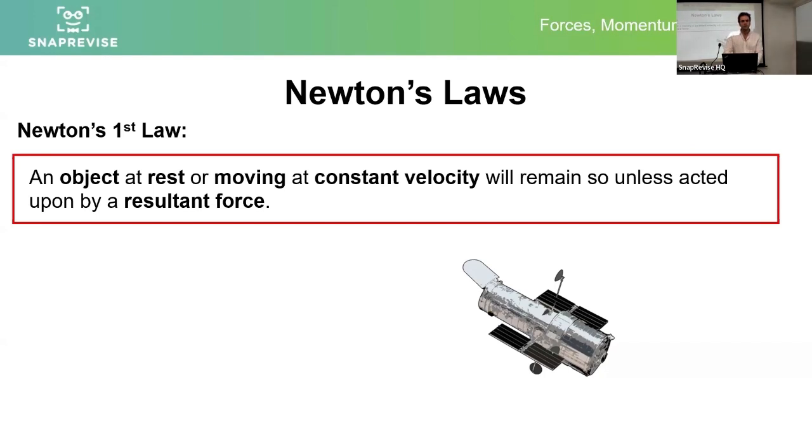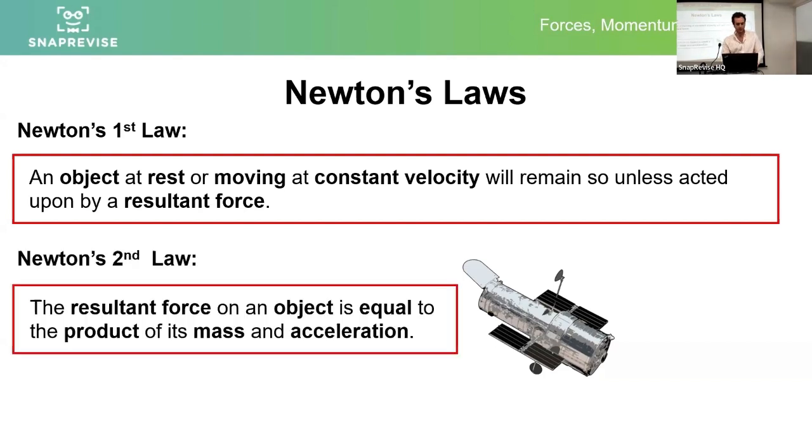Now, floating back down to linear forces, it's worth recapping Newton's laws. He's got 3 regarding motion, but obviously Isaac Newton was busy doing all kinds of physics. The first one: an object at rest or moving at constant velocity will remain so unless acted upon by a resultant force. On the same slide, we've got Newton's second law. The resultant force on an object is equal to the product of its mass and acceleration.